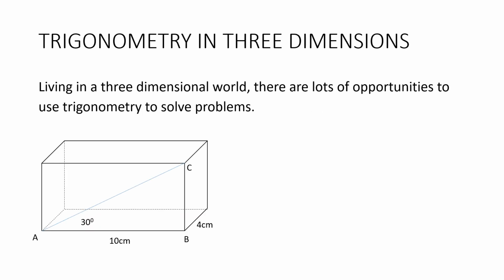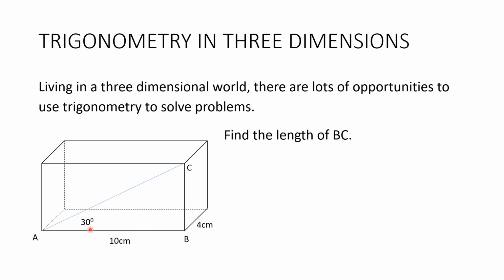Now, living in a three-dimensional world, there are lots of opportunities to use trigonometry to solve problems. Let's start with a nice simple one. Here we have a rectangular prism. We know the length is 10, the width or breadth is 4, but we don't know the height. However, we know that this diagonal AC makes an angle of 30 degrees with the horizontal, or the length here. So let's use that information to find the length of BC, which is the height of the prism.